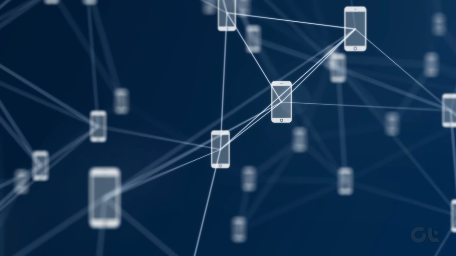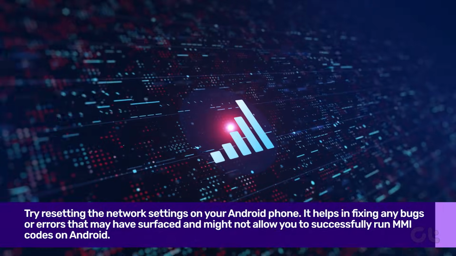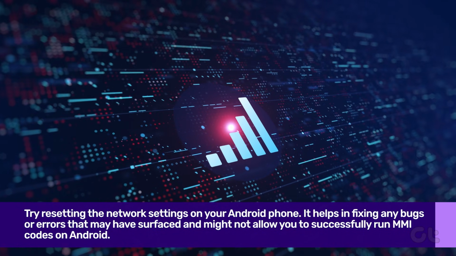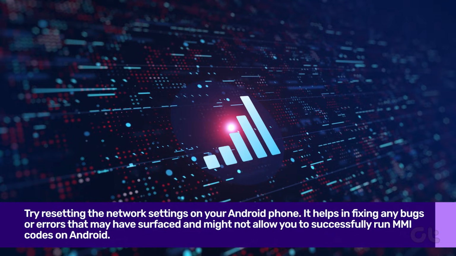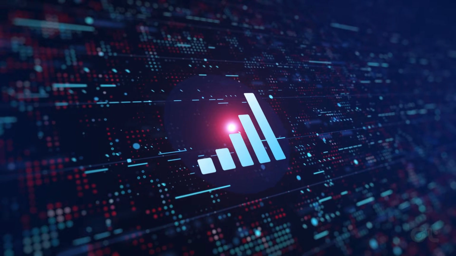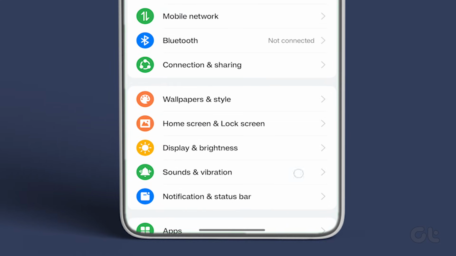Lastly, if none of the fixes are working for you, then you can try resetting the network settings on your Android phone. It can help in fixing any bugs or errors that may have surfaced and might not allow you to successfully run MMI codes on Android. Therefore, to do that, open the Settings app on your Android phone.